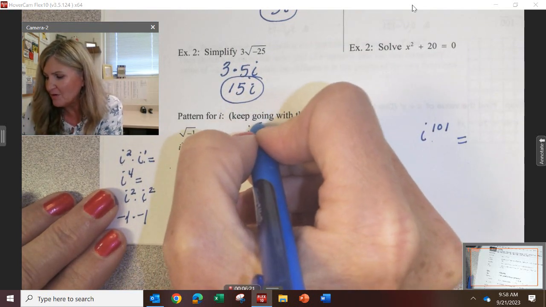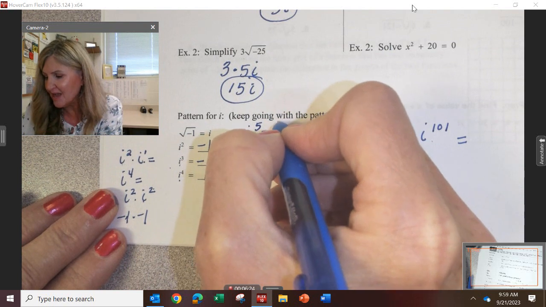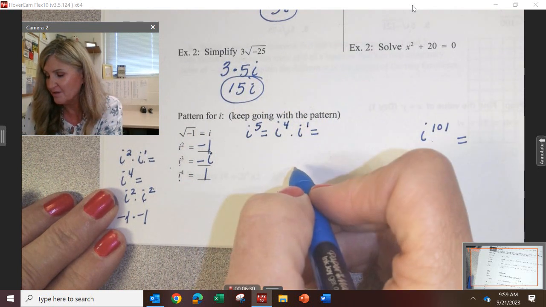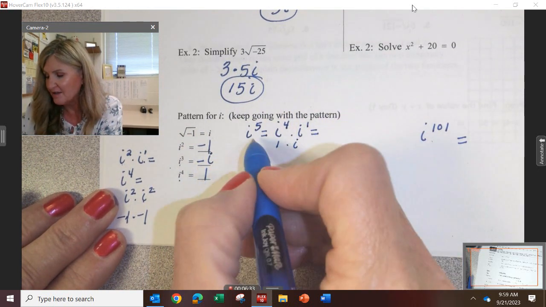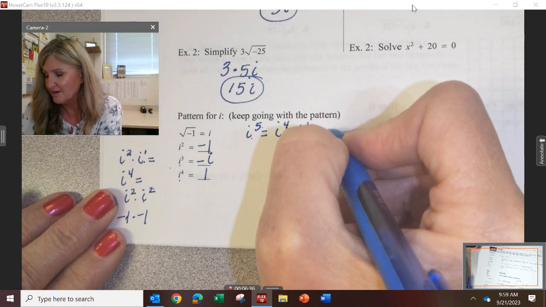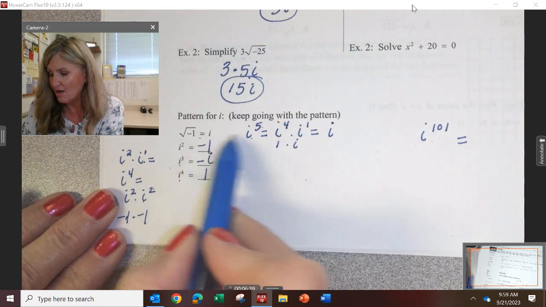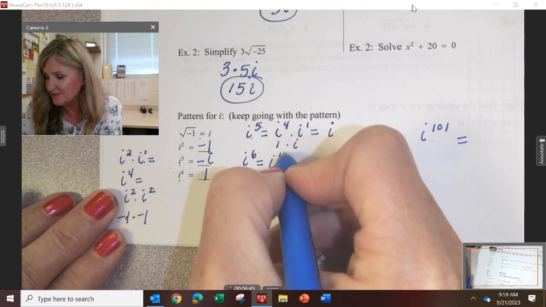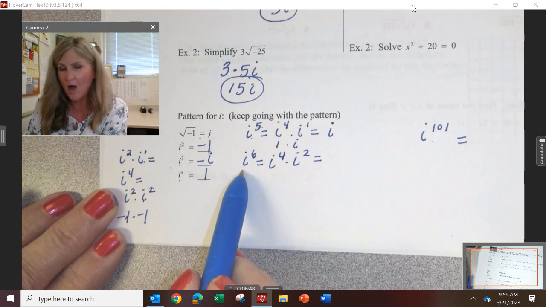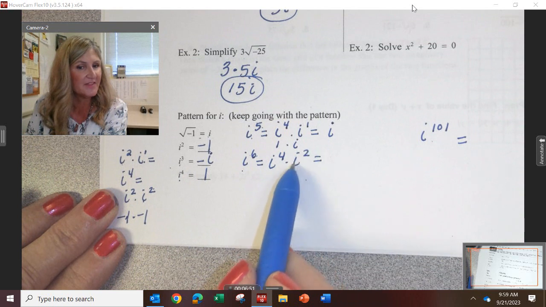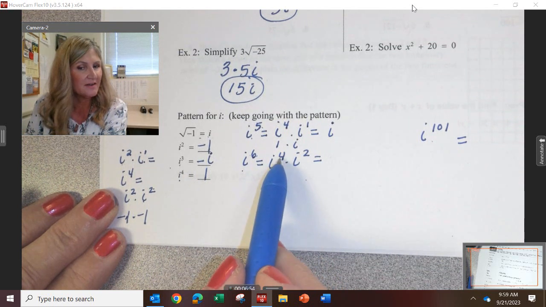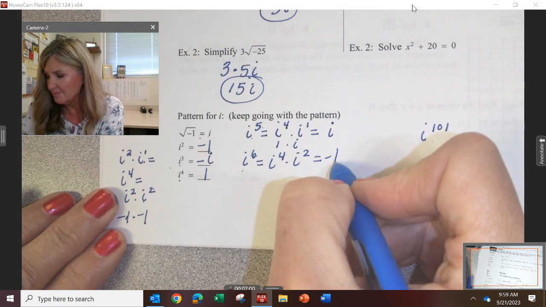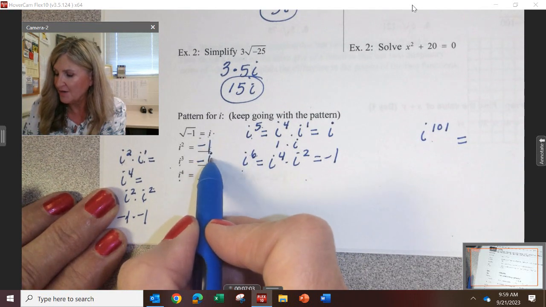Here's why. If I want to find i to the fifth, that's going to be i to the fourth times i to the first. What is i to the fourth? So it's 1 times i. So what's i to the fifth just turn into then? i. See how i to the fifth is just i again. i to the sixth is going to be i to the fourth times i squared. So i to the sixth is really just 1 times, and then what's i squared? Negative 1. Look at the pattern.